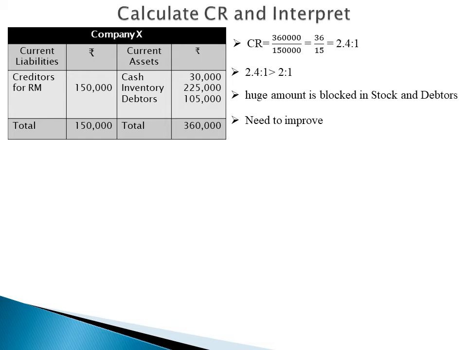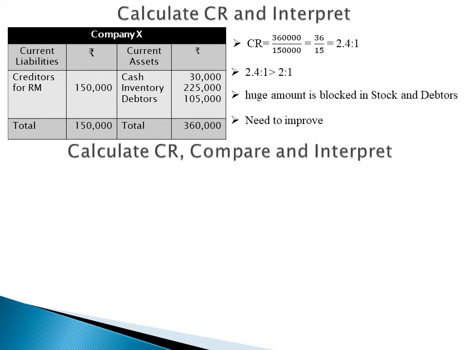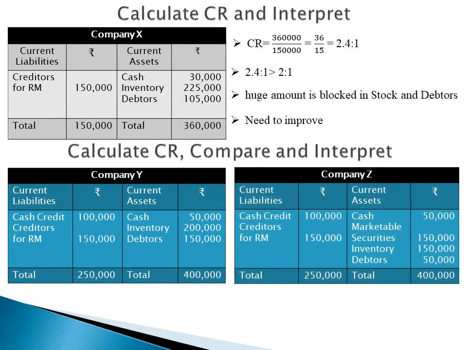Okay. So moving to next question. Next question is calculate current ratio, compare and interpret. Okay. So we have data of two companies, company Y and company Z. Look at totals. For company Y, total current liabilities are 2,50,000 and total current assets are rupees 4 lakh.